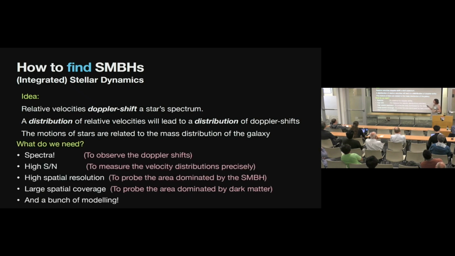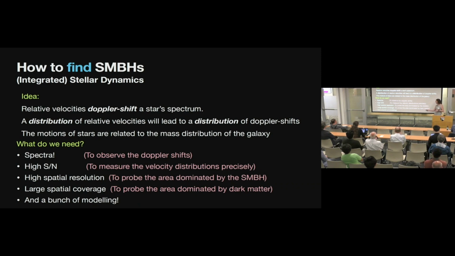The observational requirements for integrated stellar dynamical methods: first, of course, we need to obtain spectra. We need those spectra to be extremely high signal to noise because we want to measure the shape of these fairly shallow absorption features in the spectra. And we want to measure the shape precisely enough that we don't just have a location and a width, but basically the entire shape out to fairly large velocities.